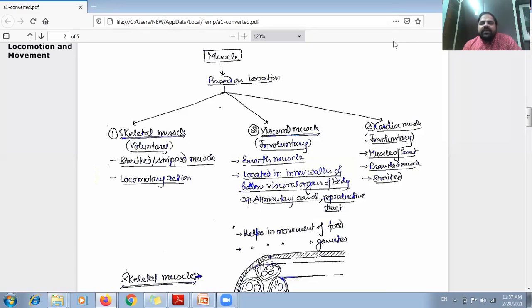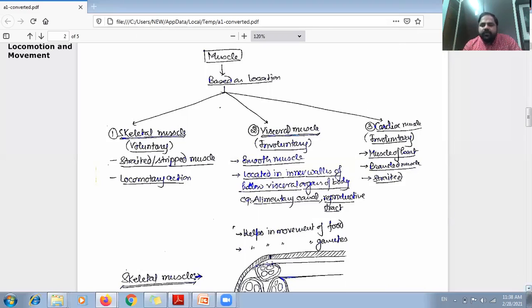Now the third category is the cardiac muscle. These are again involuntary muscles, but they come under the striated muscles. These muscles form the muscles of the heart. That's why these are called muscles of the heart, and these are branched muscles.